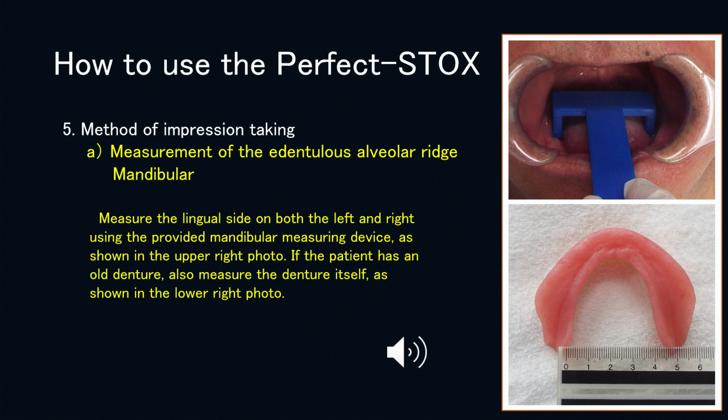5. Method of impression taking. A. Measurement of the edentulous alveolar ridge. Mandibular. Measure the lingual side on both the left and right using the provided mandibular measuring device, as shown in the upper right photo. If the patient has an old denture, also measure the denture itself, as shown in the lower right photo.